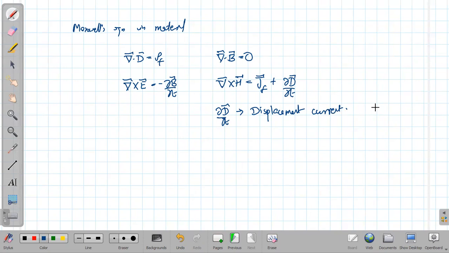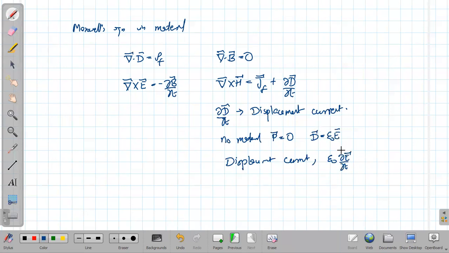Now, what would be the expression for displacement current if there is no material? If there is no material, then polarization would be 0. Then D would be simply equal to epsilon 0 E. Then the displacement current would be equal to epsilon 0 ∂E/∂t.